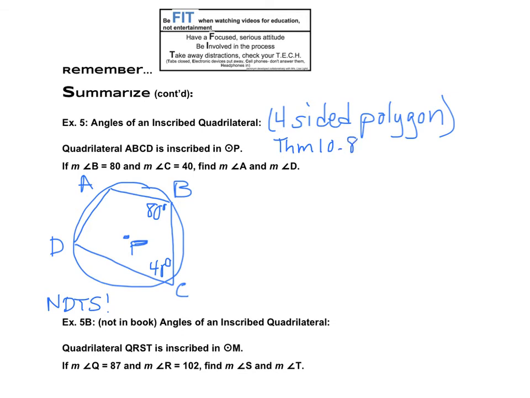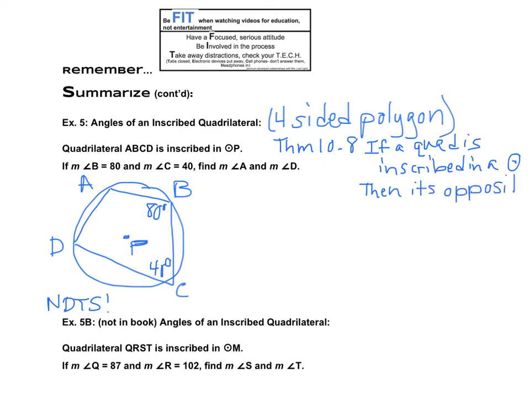So in order to do this problem, we need to remember Theorem 10.8, which actually was not in our vocabulary video, so let's talk about that now. It says that if a quadrilateral is inscribed in a circle, then its opposite angles are supplementary. Remember, that means they add up to 180.